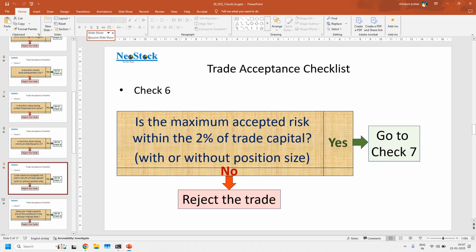And the next one is checklist item 6. Is the maximum acceptable risk within 2% of the trade capital, with or without position sizing? If you are able to do position sizing, even after doing position sizing, if the risk is beyond 2%, you have to reject. If the risk is within the 2% level, you can accept. That is what you learned in your phase 2 training lessons, maybe lesson 18 or 19. So this is compulsory. You should not take any trade beyond 2%.